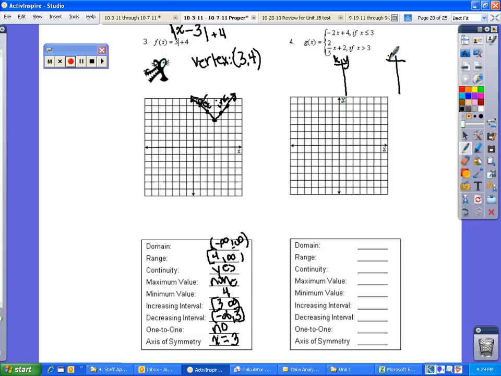So in this function, you want to pick numbers that are less than or equal to 3. So it would be 3, 2, 1. And again, it's going to be a solid dot, and then the values that are less. So when I plug in 3 to this function, negative 2 times 3 is negative 6. Negative 6 plus 4 is negative 2. 2 times negative 2 is negative 4 plus 4 is 0. And 1 times negative 2 is negative 2 plus 4 is 2.